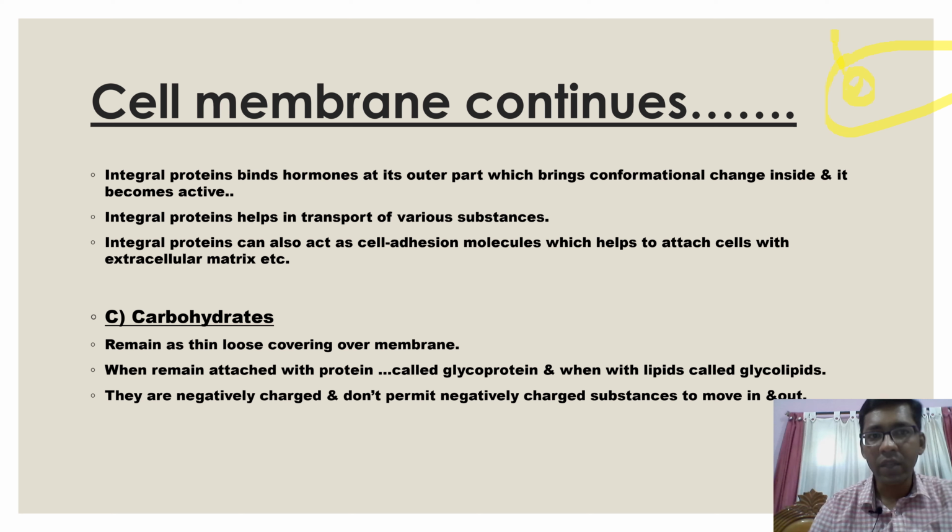Coming to the third element, that is carbohydrate. It remains as a thin loose covering over the membrane. When attached with the protein, it is called glycoprotein, and when attached with the lipid, it is called glycolipid. So the carbohydrate part of a cell membrane, if it remains attached with a fat part, is called glycolipid, and with a protein part, it is called glycoprotein. So the glyco part is the carbohydrate part.